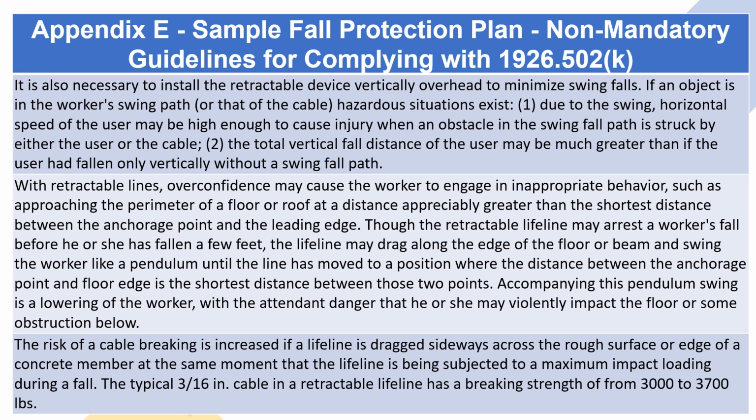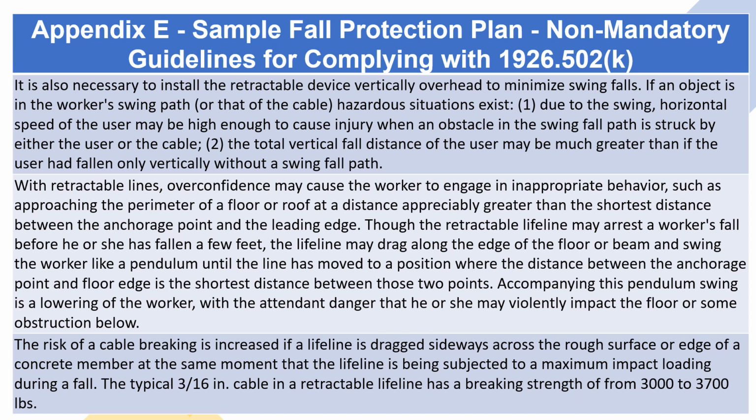1. Due to the swing, horizontal speed of the user may be high enough to cause injury when an obstacle in the swing fall path is struck by either the user or the cable. 2. The total vertical fall distance of the user may be much greater than if the user had fallen only vertically without a swing fall path.